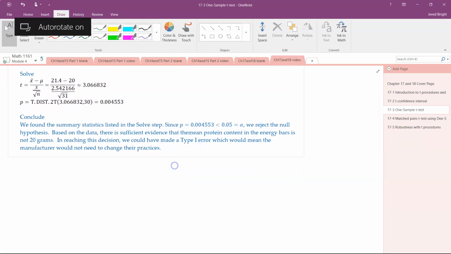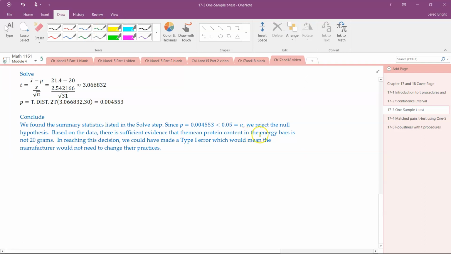And there you go. So there's the information from the solve step, just transferred here, and the conclude step. P is less than alpha, so we reject the null hypothesis, right? And then there is sufficient evidence that the mean protein content in the energy bars is not 20 grams. So sufficient evidence for the alternative. And then just articulating that if we rejected the null, that could have been a type 1 error, and there we go.